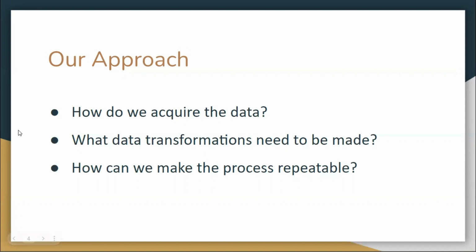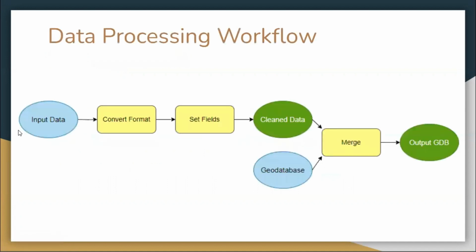So this is an overview of the data processing workflow for a single layer. We begin with the input data file we intend to add on the left, and the collected geodatabase at the bottom. The input file is converted if necessary, and its attribute data is rewritten. These processes return a clean file which is merged to the geodatabase, and this process is repeated for each input file.